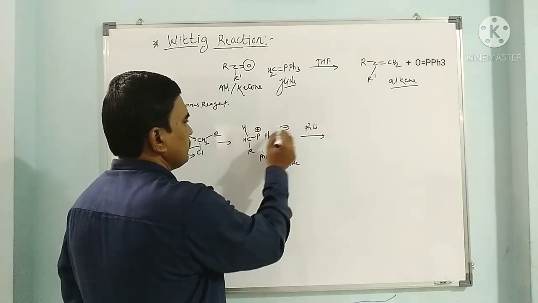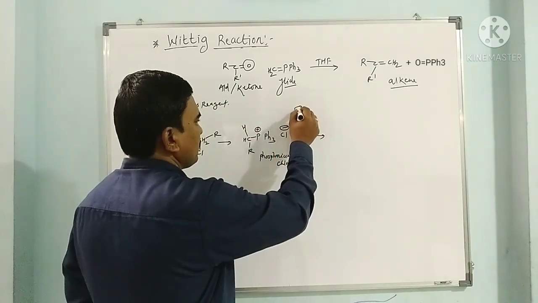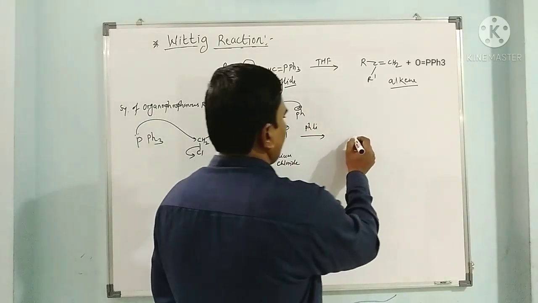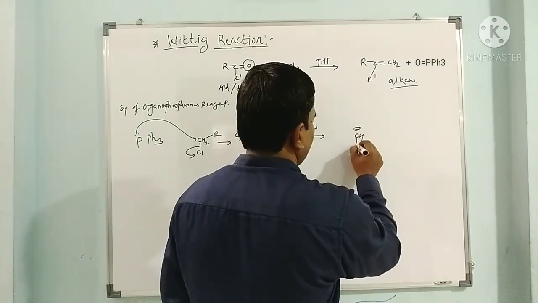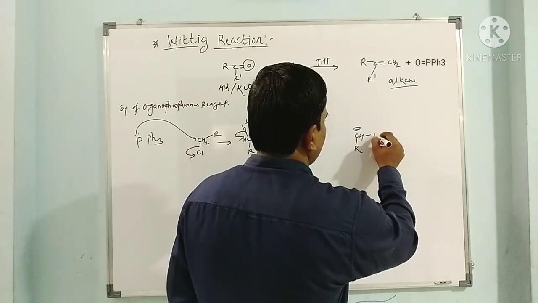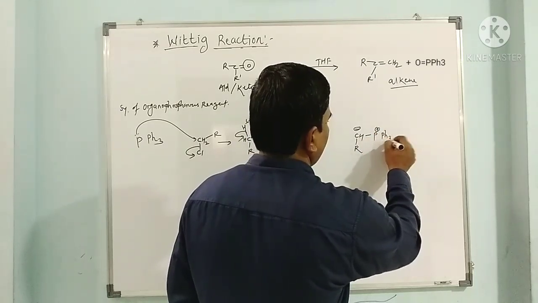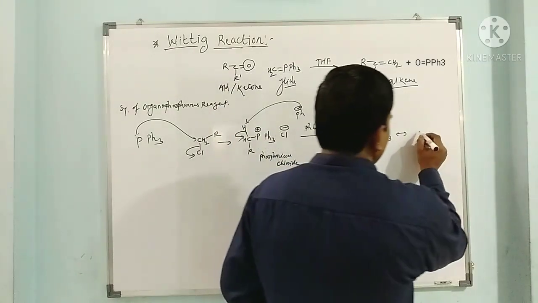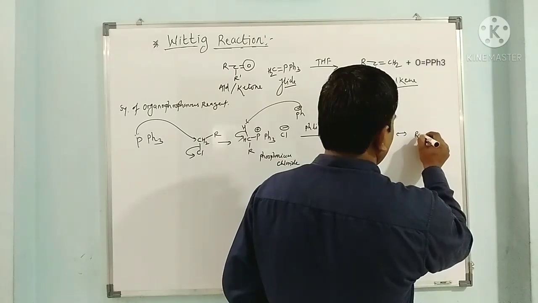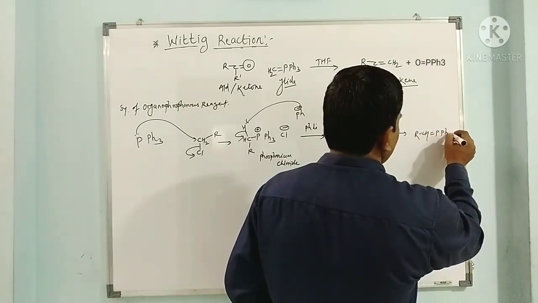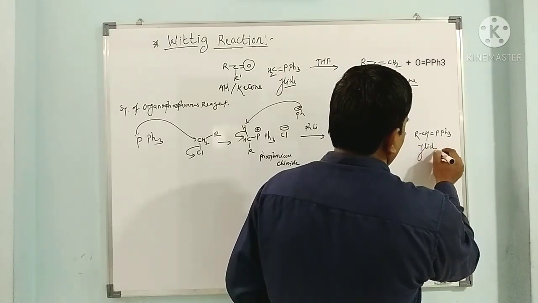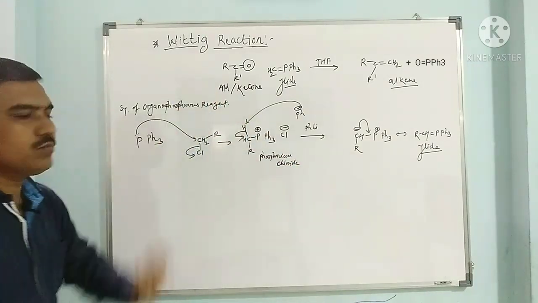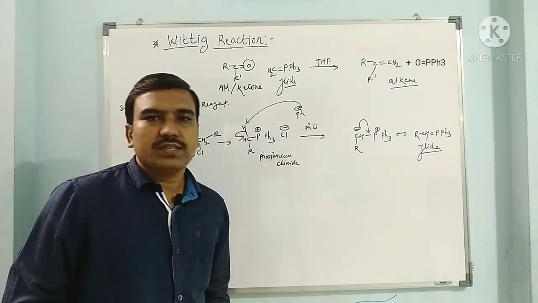This hydrogen is taken by the strong base such as phenyl lithium and gives this ylide, CH minus. Here this is R, here this is PH3. This can be converted to this organophosphorus reagent CH double bond PH3. This is called as ylide. Now when this ylide reacts with a carbonyl compound, it gives alkene as a product.